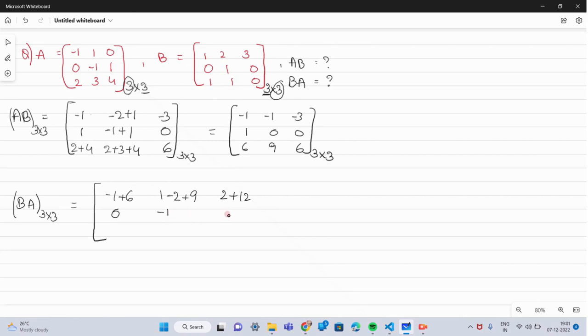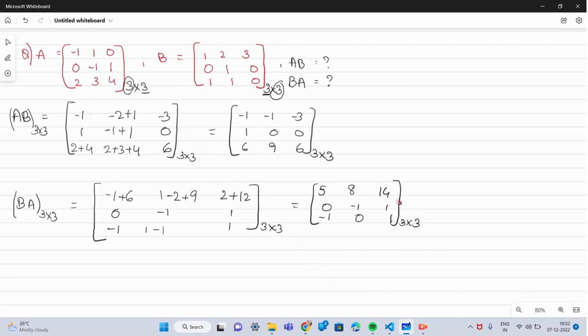Second row with third column. It becomes 1. Now, third row with first column. It becomes minus 1. Third row with second column. It becomes 1 minus 1. Next, third row with third column. It becomes 1. Of order 3 cross 3, which is nothing but 5, 8, 14, 0, minus 1, 1, minus 1, 0, 1 of order 3 cross 3.